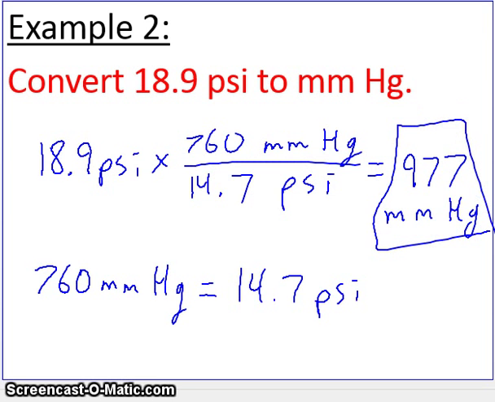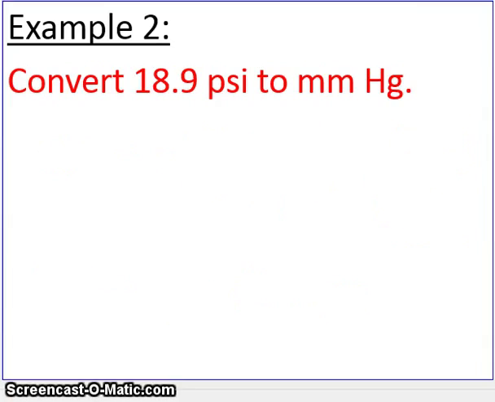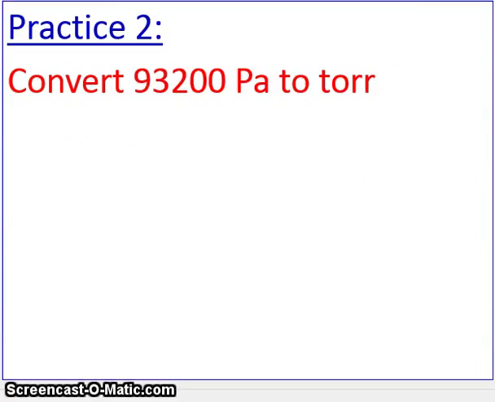So be able to use these conversion factors. That shouldn't be too bad. We've done this plenty of times. But just in case, go ahead and practice on your own. Why don't you try this one here? Convert from 93,200 pascals to torrs.